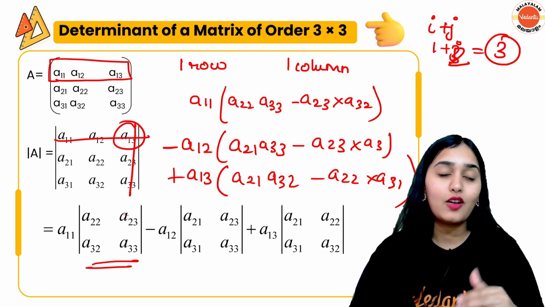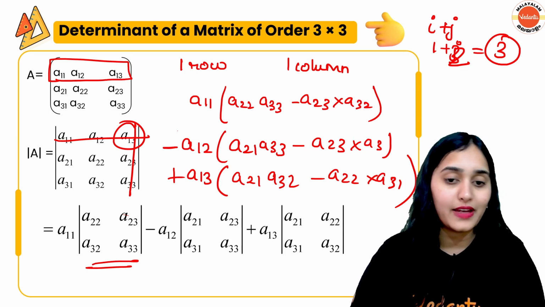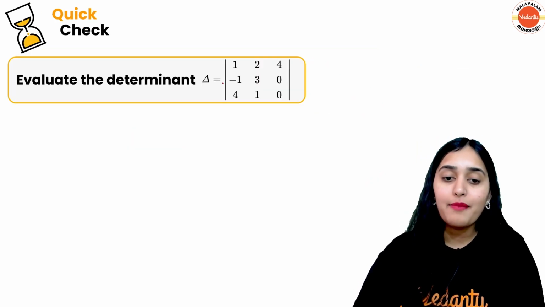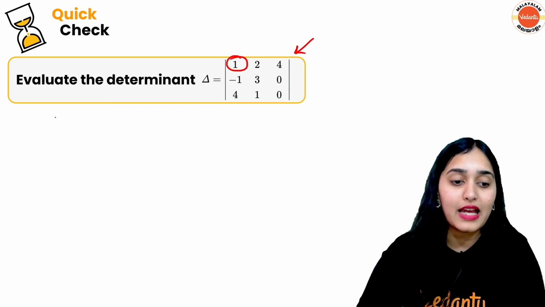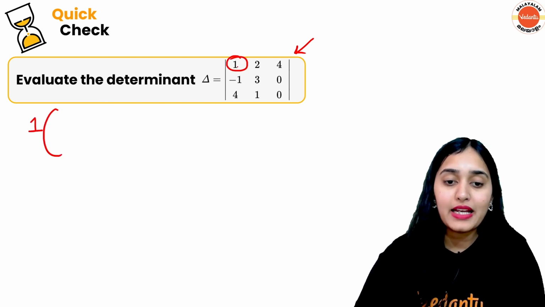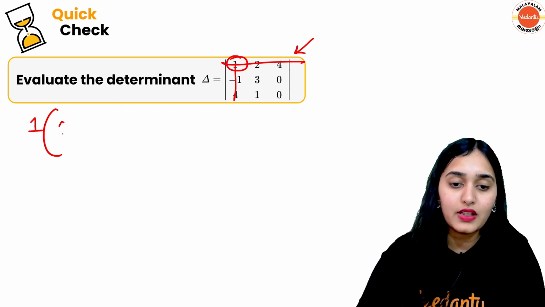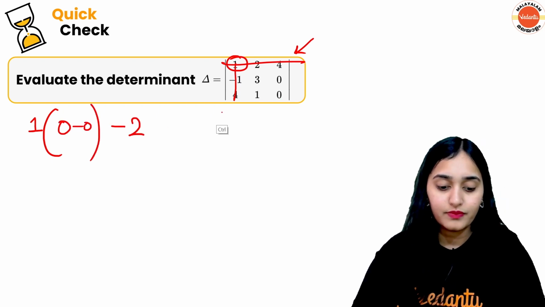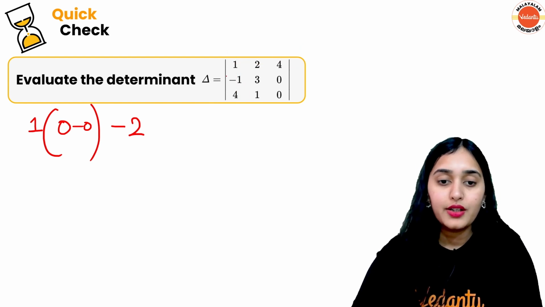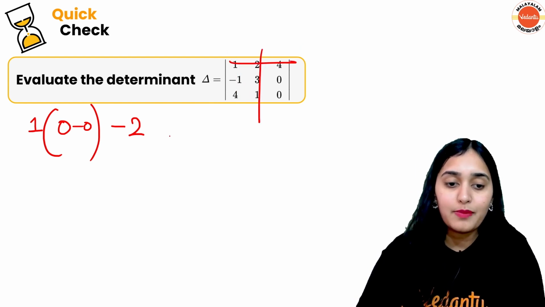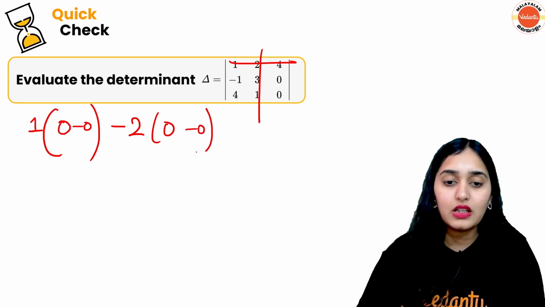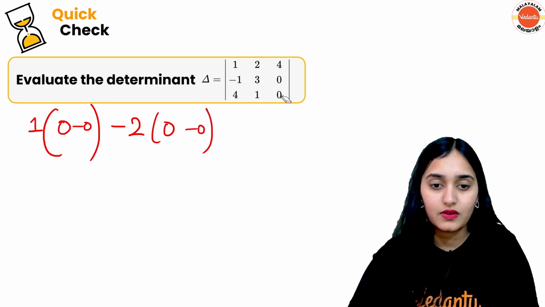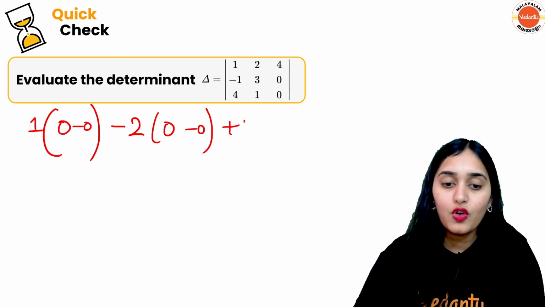Generally, a 3 cross 3 matrix is asked always. Now, let's take this example and quickly find out the determinant. First I will select 1, multiply it with 3 zeros are 0, 1 0 is 0. Minus 2. So now I am taking 2. I will multiply it, minus 1 into 0, 0, 4 into 0, 0. Oh, we are just getting zeros. Next, 4.